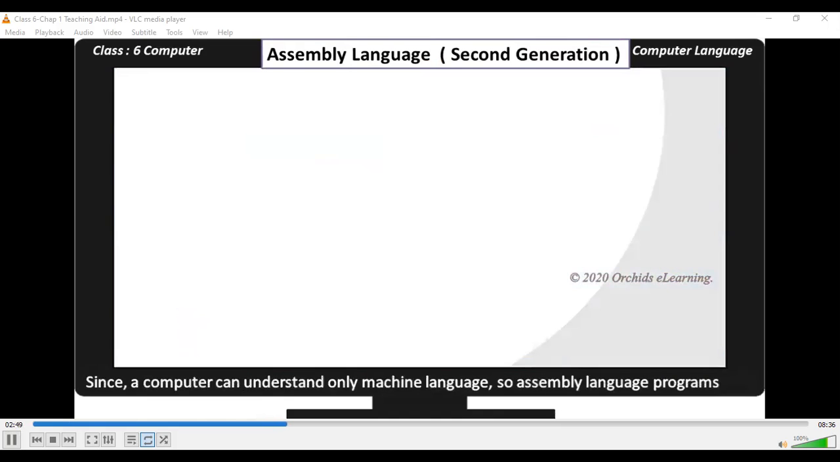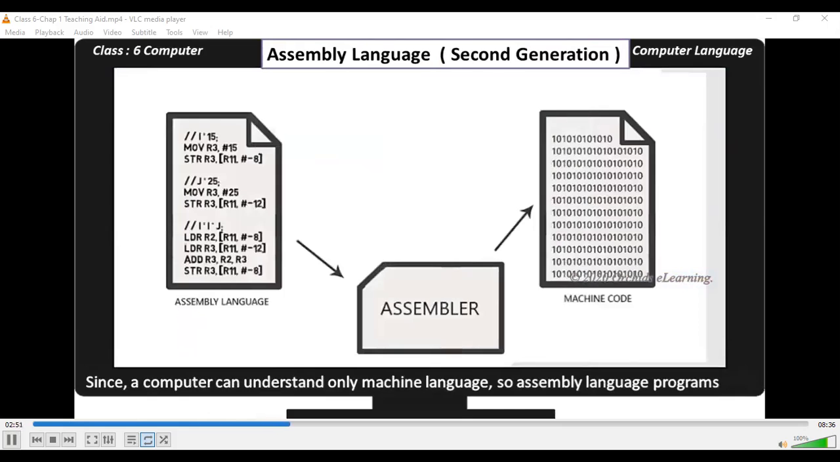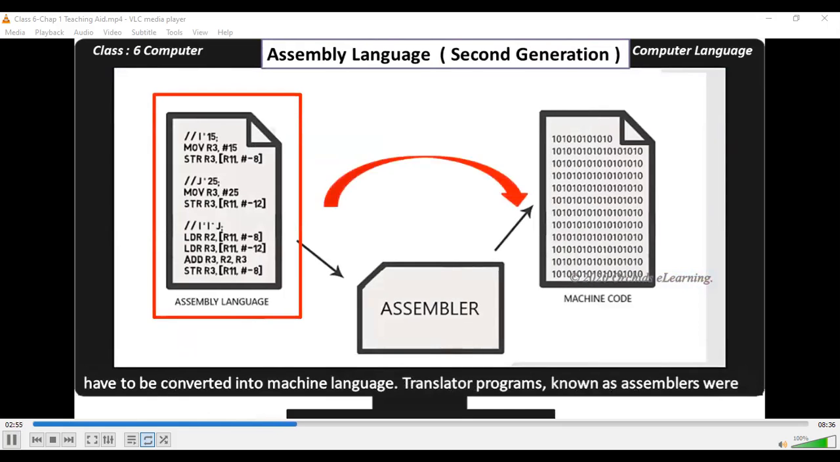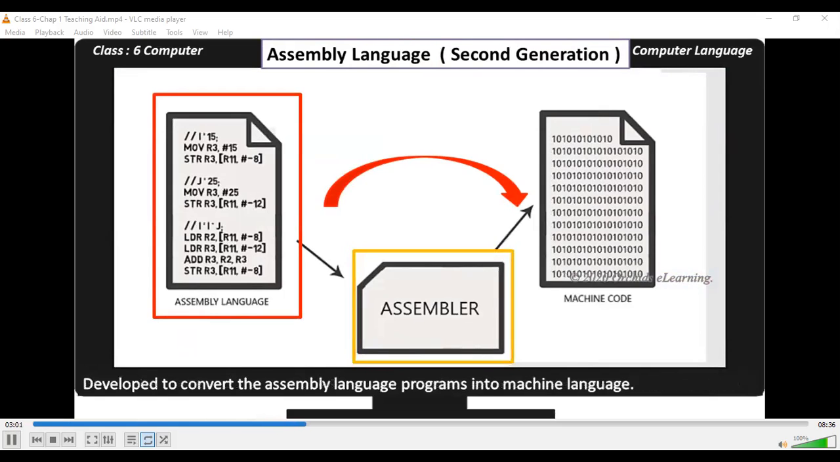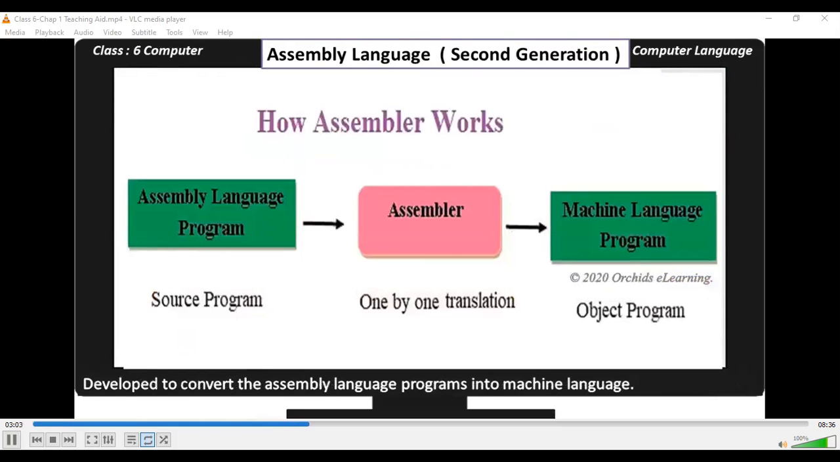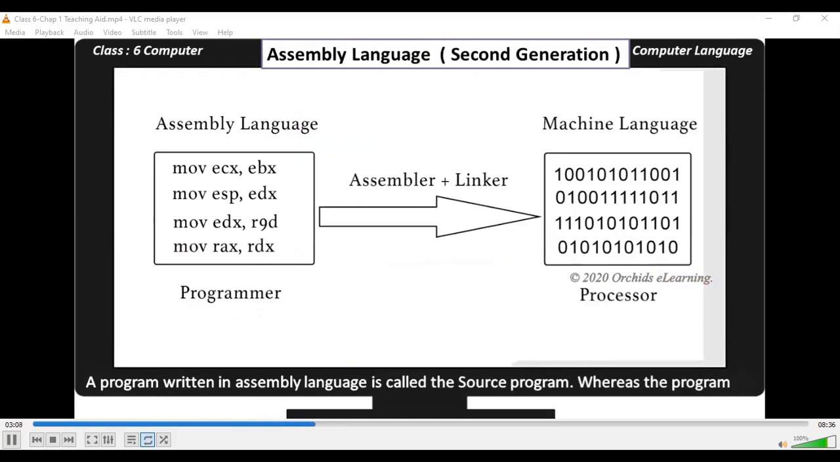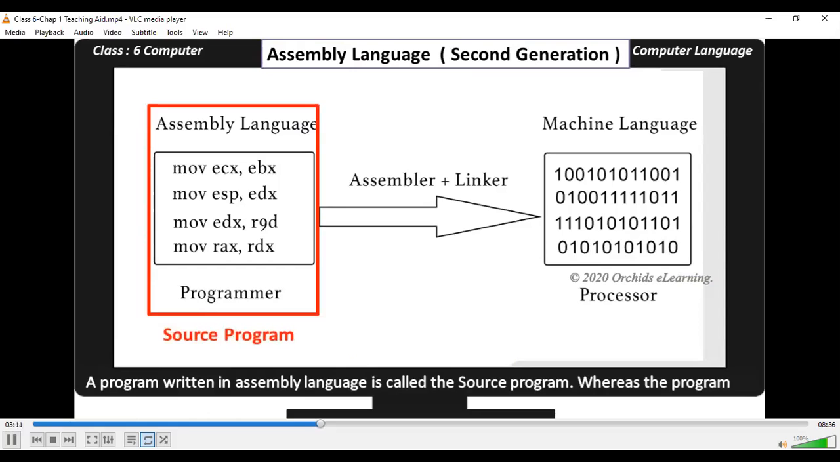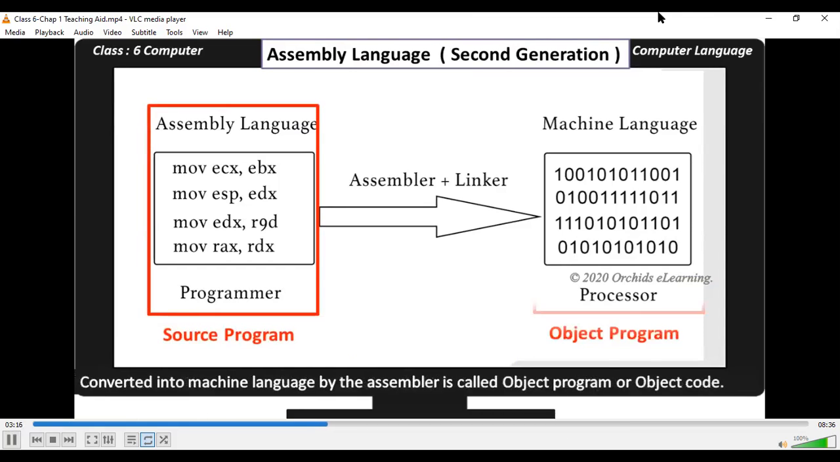Since a computer can understand only machine language, assembly language programs have to be converted into machine language. Translator programs, known as assemblers, were developed to convert assembly language programs into machine language. A program written in assembly language is called the source program, whereas the program converted into machine language by the assembler is called the object program or object code.